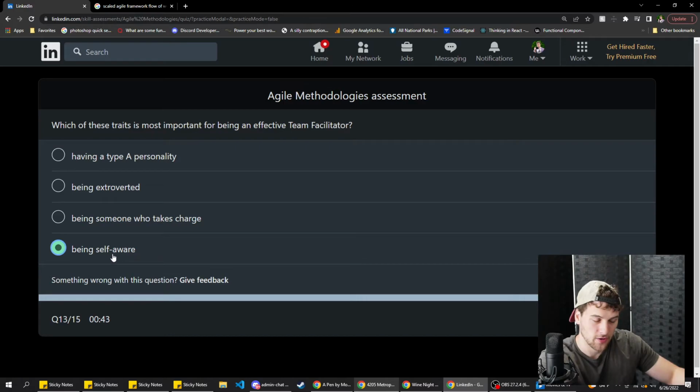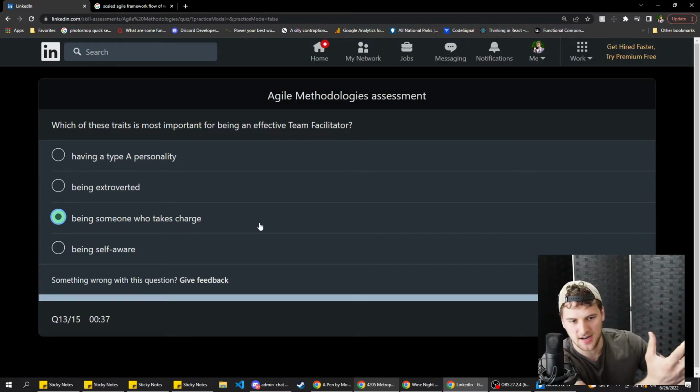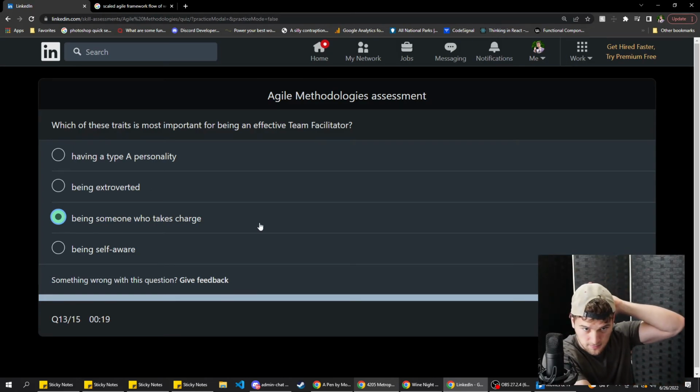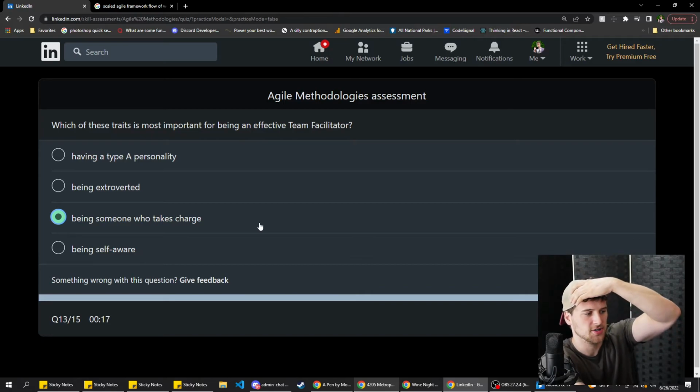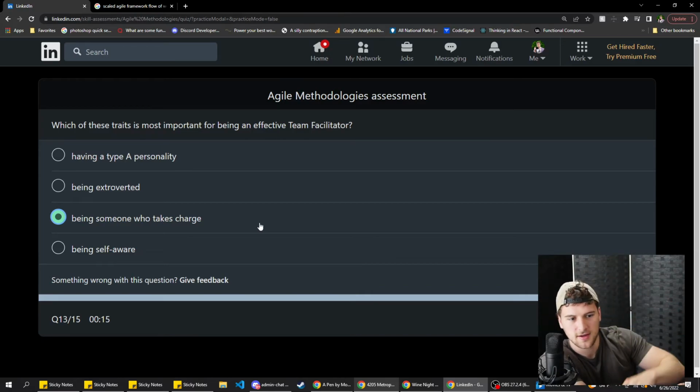Being self-aware. I feel like it's somebody who takes charge, right? Because you need to take responsibility and have ownership of the stuff. Team facilitator. Is that like the lead dev or is that different from the product owner? We don't have a team facilitator. We have a scrum master, I think, right? Yeah. And then the product owner and then lead dev and then maybe he's the team facilitator, actually. That could make sense. I feel like it's C, though, so we're going to go with that.